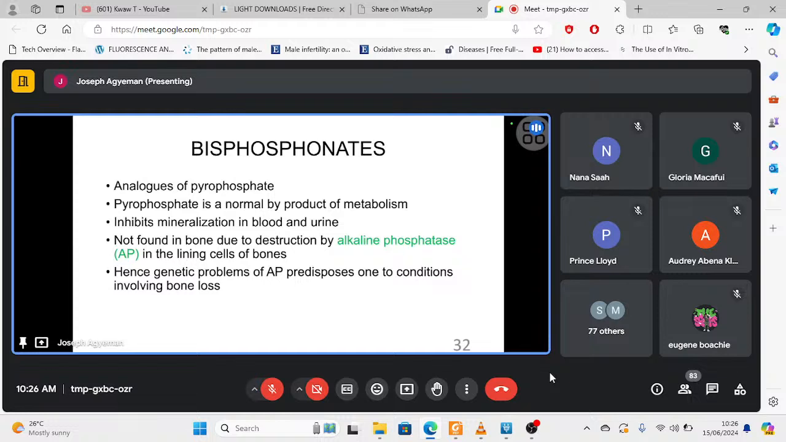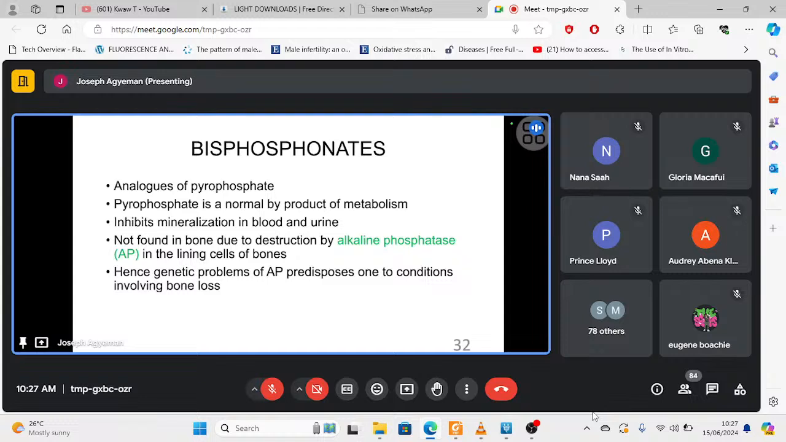Pyrophosphate, these are normal products of metabolism, and their main work is to inhibit mineralization in blood and urine. So it means bisphosphonate rather prevents the pyrophosphate as a normal byproduct of metabolism. It is the agent that prevents mineralization within the bone and your urine, which means without pyrophosphate, you could easily have mineralization in the blood and the urine, which would cause a lot of problems.